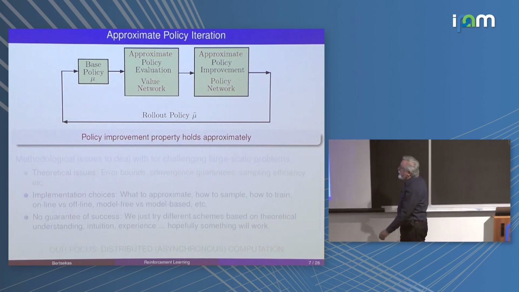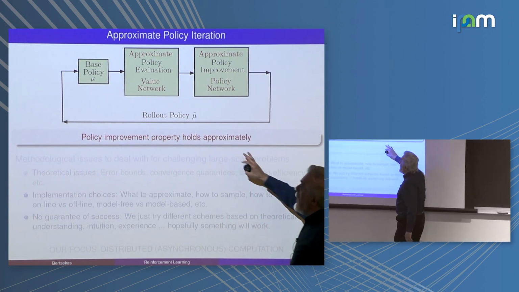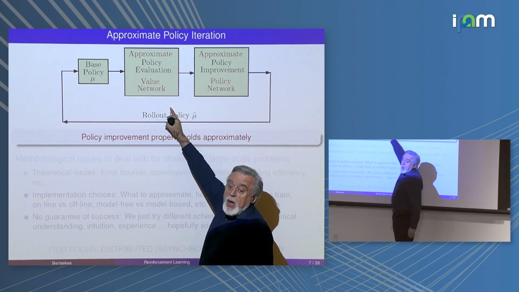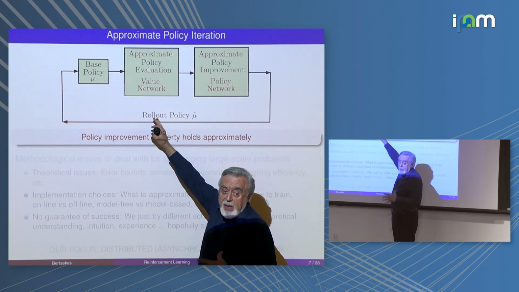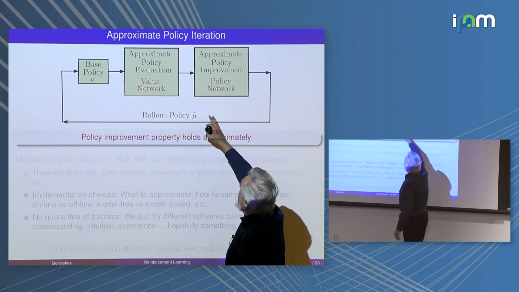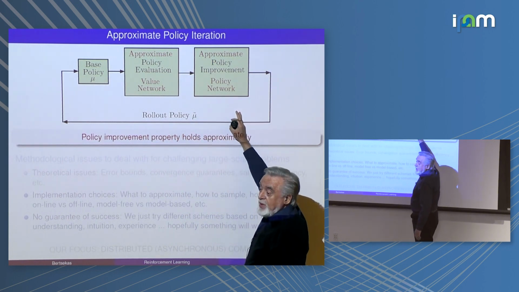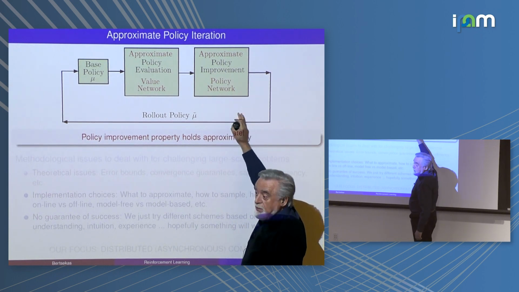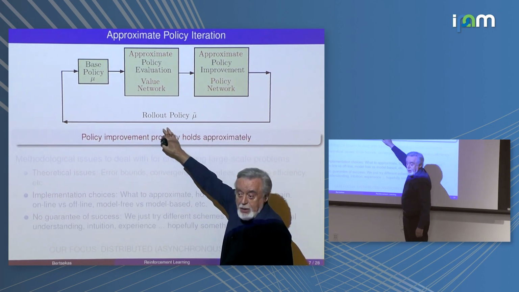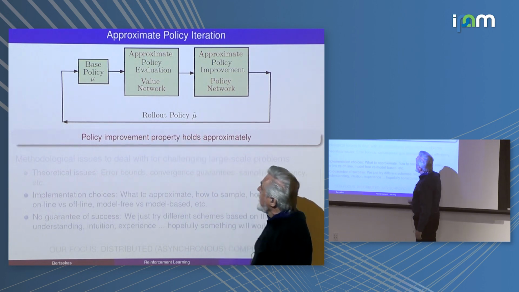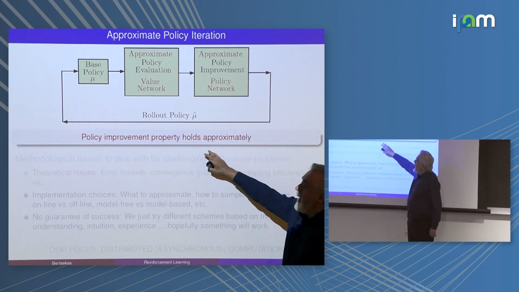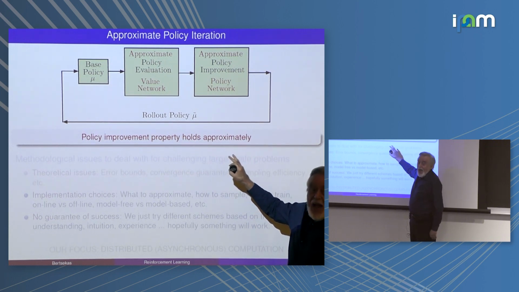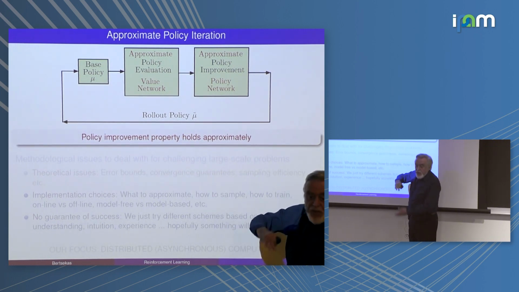Okay, so now policy iteration with approximation operates like in this figure. You start with a base policy, you evaluate it approximately, perhaps with something like a neural network, a value network. Then you improve it again approximately, and you approximate the corresponding policy with some policy network, and you obtain a rollout policy, and you keep going. Now, you don't get policy improvement here, but you get approximate policy improvement within some error bound.